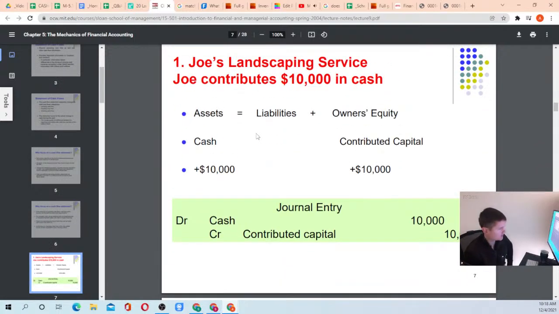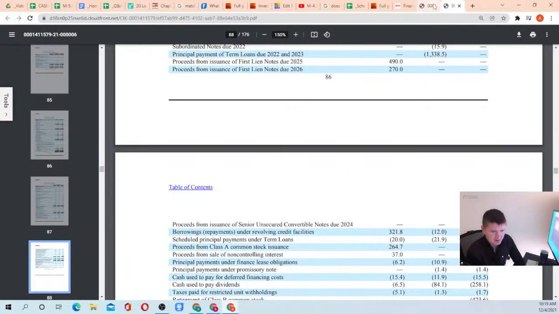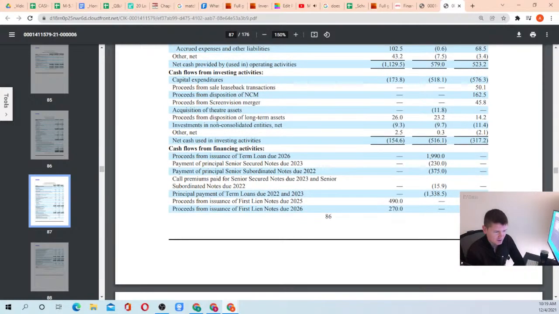Okay, let's move on. Here we have an example where we look at the entries and how they can impact cash flow. So for example, that entry: Joe Landscaping Service contributes $10,000 in cash. So it impacts cash, and it impacts equity. If we go to AMC cash flow statements, that transaction would show up in the cash flow from financing activities.